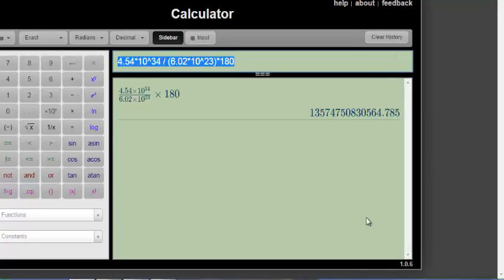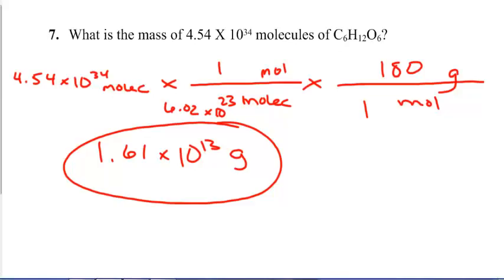Okay, so here's my number. This particular online calculator did not put it into scientific notation for me. That's okay though, I can figure it out. So I need 3 significant figures because 4.54 is 3 sig figs. So I'm going to say the 1, 3, I'm going to round the 5 up to a 6. So 1.36 times 10 to the, let me move my decimal, 1, 2, 3, 4, 5, 6, 7, 8, 9, 10, 11, 12, 13. 1.36 times 10 to the 13th grams.